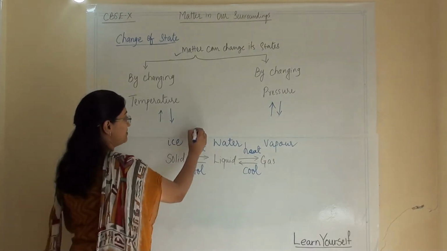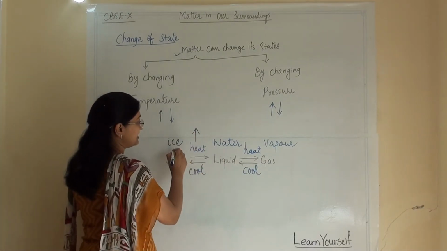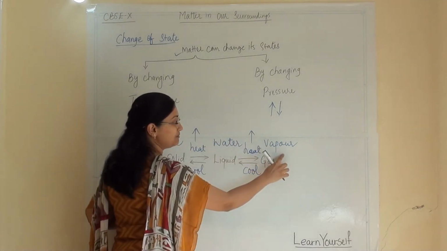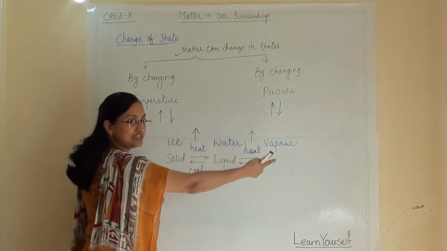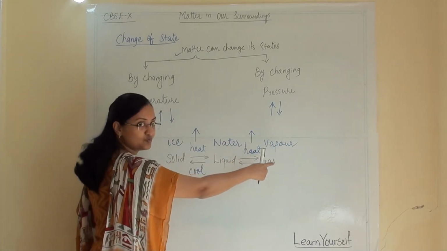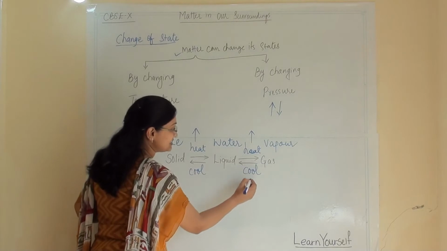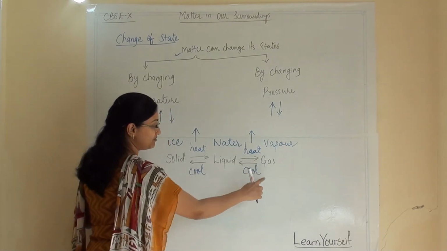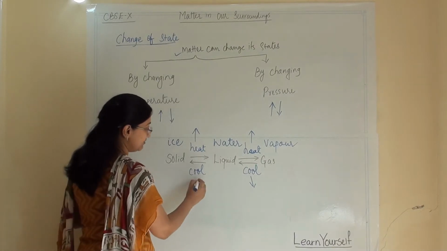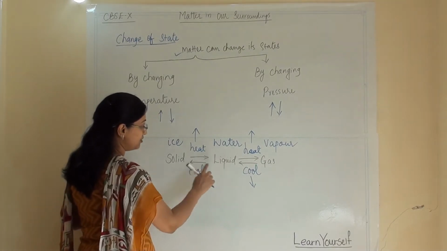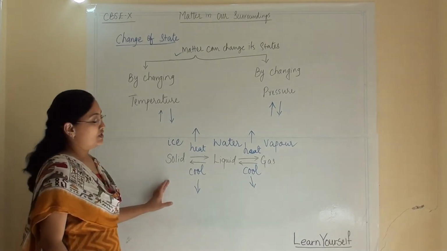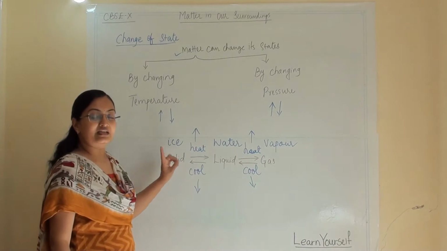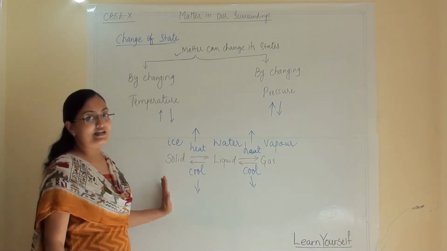That means when temperature is rising, the ice will become water. When temperature is rising, the water will become vapor. By increasing temperature, this change will happen. Now by decreasing temperature, vapor will become liquid water. Then temperature will decrease and liquid water will become solid. So this happens because of the increasing and decreasing of temperature.